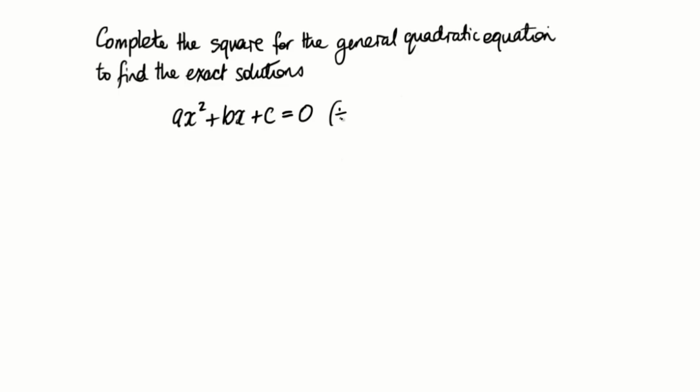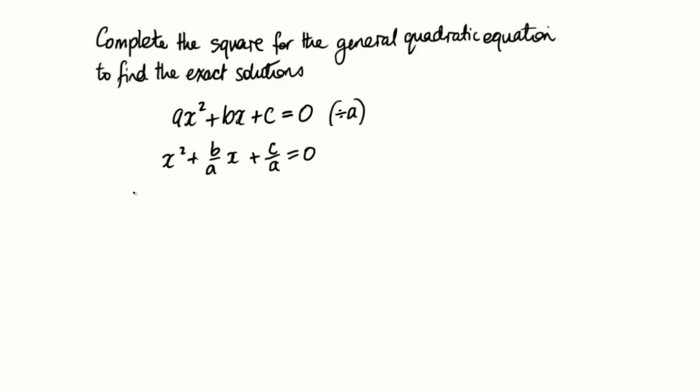So the first thing I'm going to do is divide by a, seeing as we've just been talking about completing the square where there's just one lot of x squared. That gives us x squared plus b over a lots of x plus c over a equal to 0.